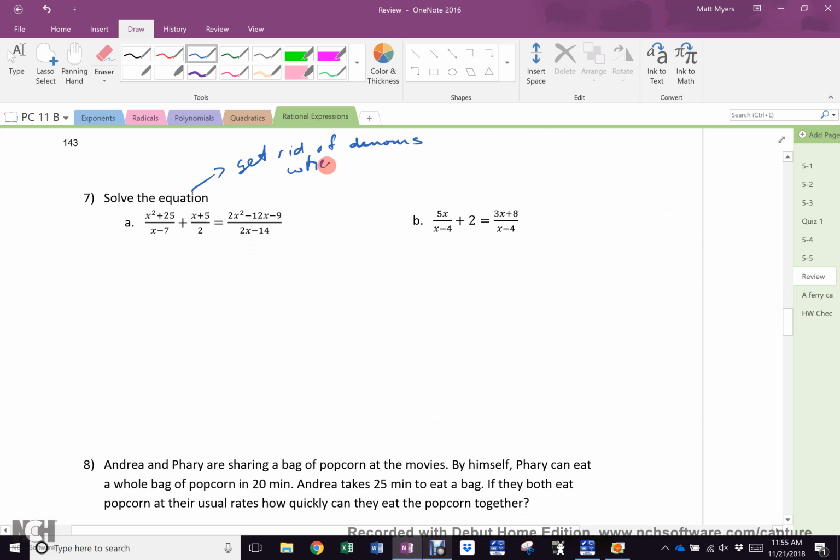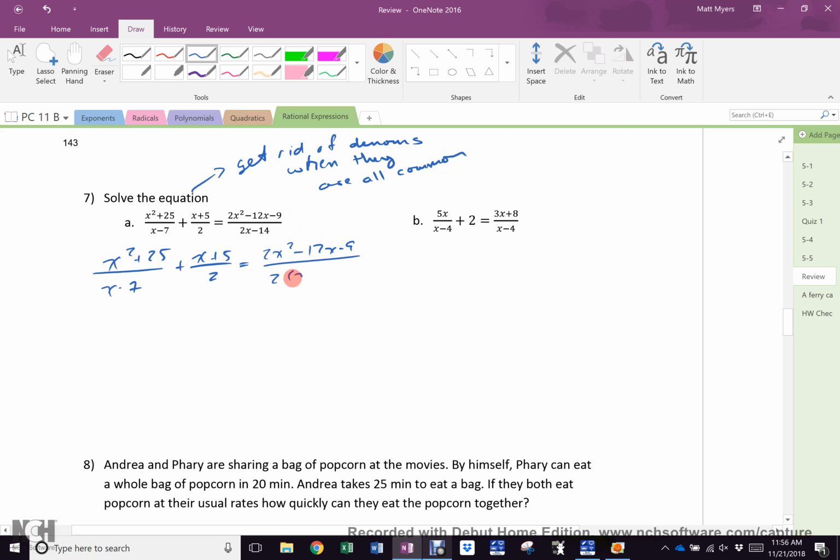When can I get rid of those denominators? If they're the same. When they are all common. x squared plus 25, can't do anything there. x minus 7, plus x plus 5 over 2 equals 2x squared minus 12x minus 9. That's negative 18, which... Oh, that doesn't factor either. 2x squared, I don't think. 18, 1 and 18, 6 and 3, 2 and 9, no.